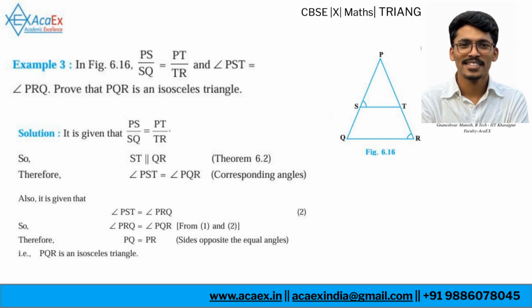Solution. Since the sides are divided in the same ratio, by theorem 6.2, the line ST is parallel to QR. Because ST is parallel to QR, the corresponding angles PST and PQR are equal. We are also given that angle PST equals angle PRQ. Therefore, angle PQR must equal angle PRQ. Since two angles of the triangle PQR are equal, the sides opposite them must also be equal. PQ equals PR. This proves that triangle PQR is an isosceles triangle.